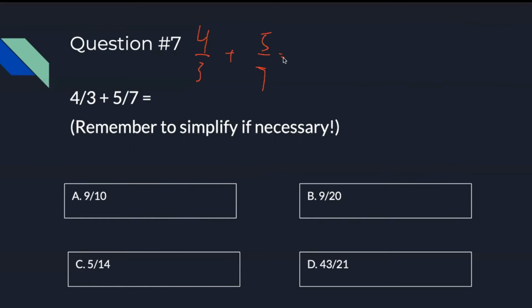Remember, when the denominators are different, we have to somehow create the same denominators for both, and then we can add up. I'll be getting some water, so be right back.